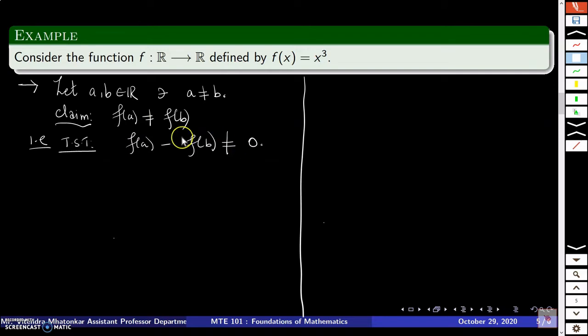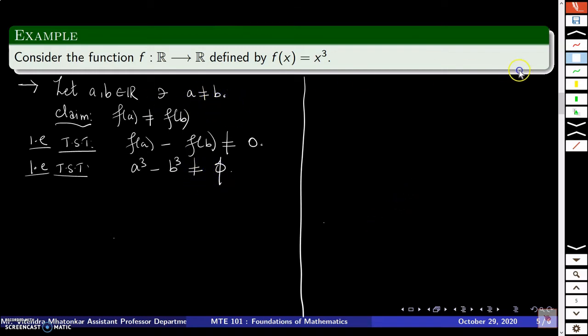So this is what we will show. In fact, further you can reduce this: it is the same as showing that f of a is a cube and f of b is b cube, and a cube minus b cube is non-zero. This is what we have to show, right?